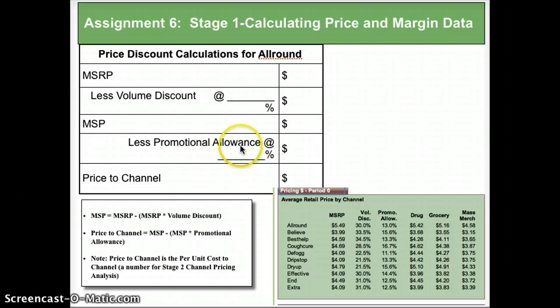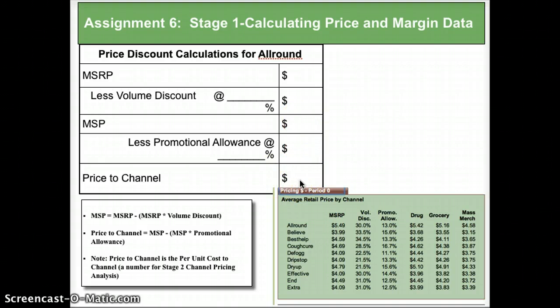And again, you will find that percentage from your retail price report. Multiply this MSP times that percentage to arrive at the number here, okay? So you want to know what's your promotional allowance? It's some percentage of this number here, right? So this number you will plug in, subtract from that volume discount to arrive at your MSP, the manufacturer's selling price. Then we're going to look at the additional discounts that we give to the retail channel partners, which is the promotional allowance. We're going to subtract the promotional allowance from the MSP to arrive at price to channel.